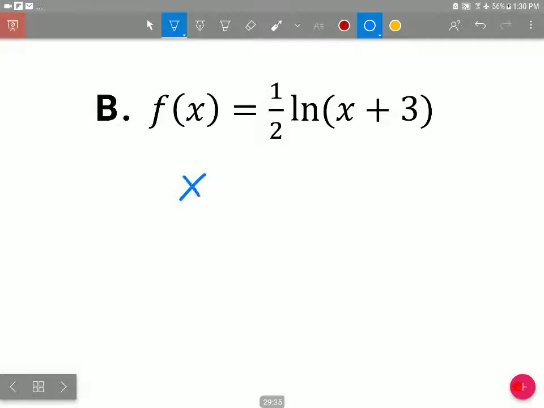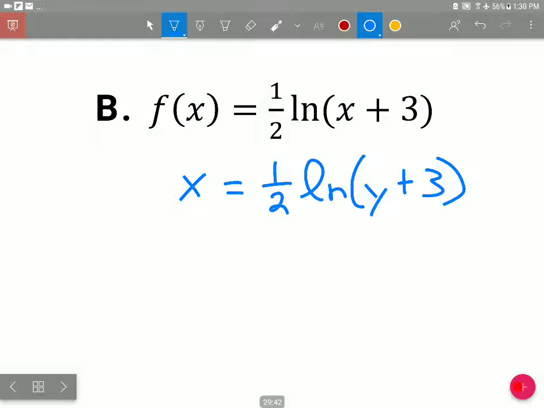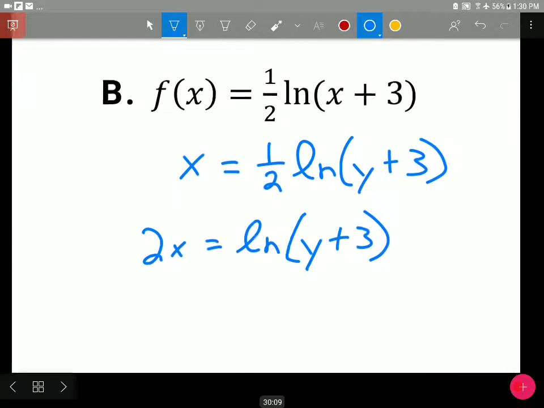So that's x equals 1/2 the natural log of y plus 3. So we want to get down to this so we can popcorn it out. What do we need to get rid of? The half. How do you get rid of the half? Multiply by 2. Good. A 1/2 is divided by 2, so we multiply by 2. So it'll be 2x equals ln of y plus 3.